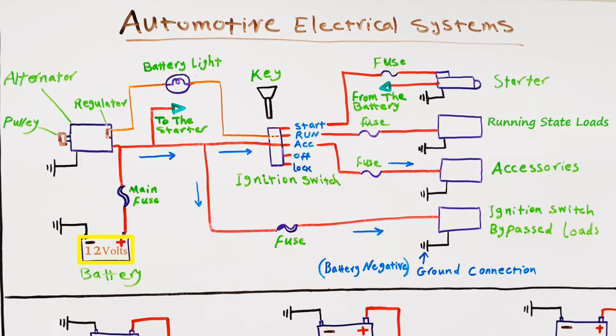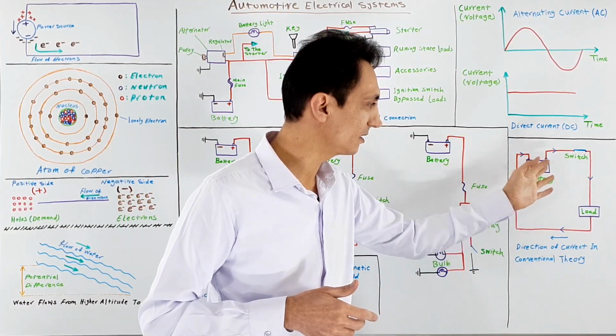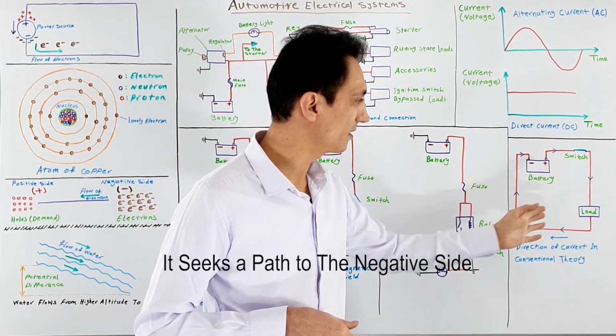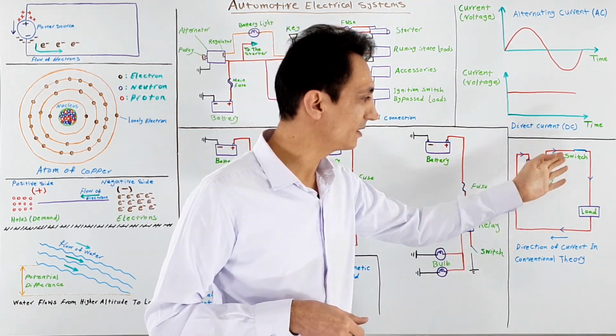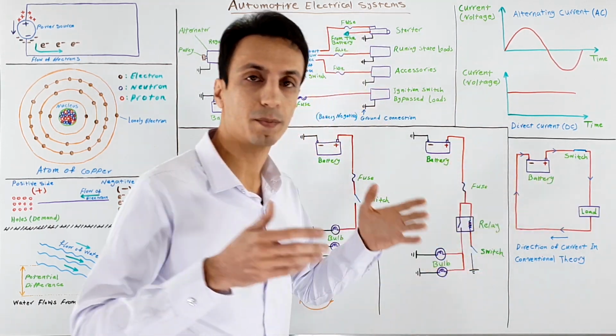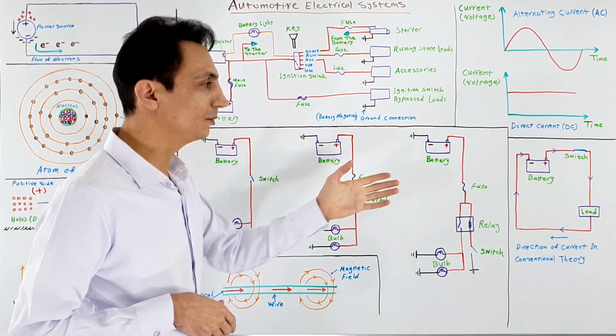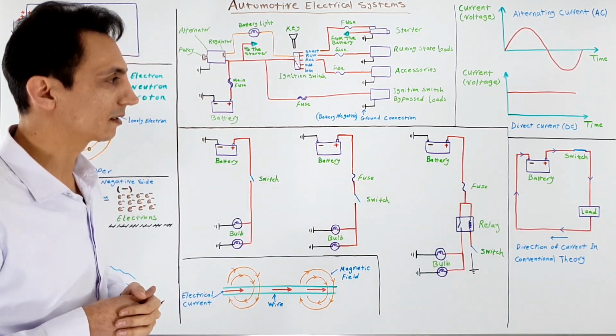But when the electrical current starts to travel from the positive side of the battery, it seeks a path to the negative side to complete the circuit. Designers put the switch and consumers in series or parallel configurations to use and control that electrical current.